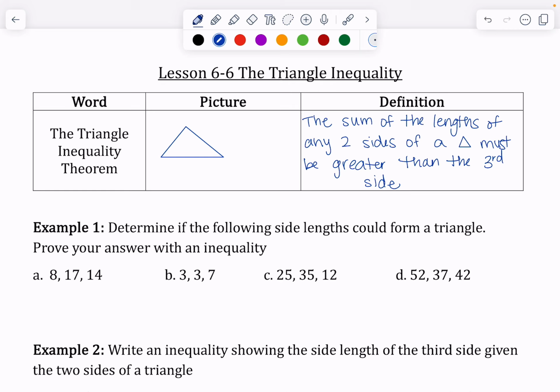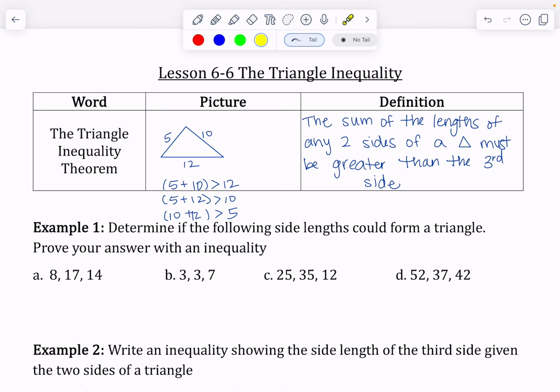Okay, what this means is whatever the two sides are of my triangle, they need to add up to be more than the third side alone. So if I had sides of 5, 10, and 12, 5 plus 10 is 15, which is bigger than 12. 5 plus 12 is 17, which is bigger than 10. 10 plus 12 is 22, which is bigger than 5.